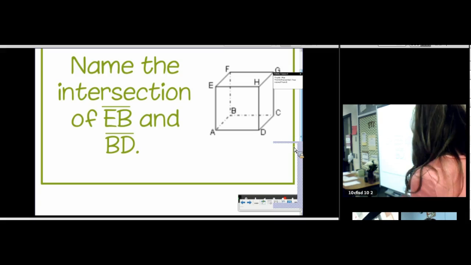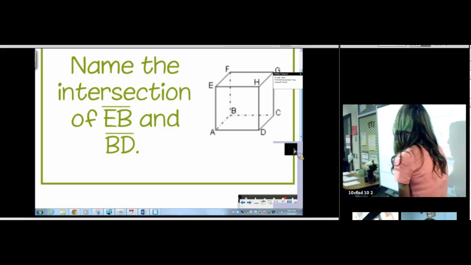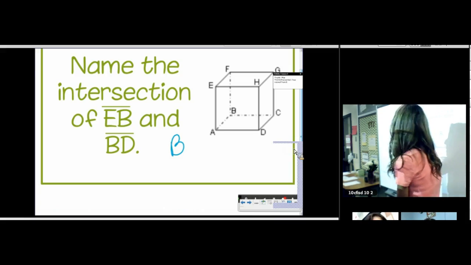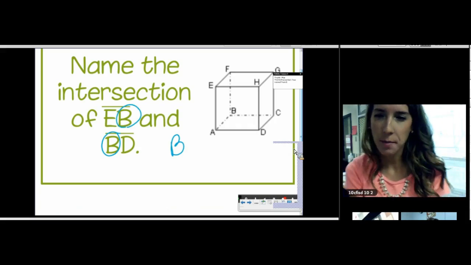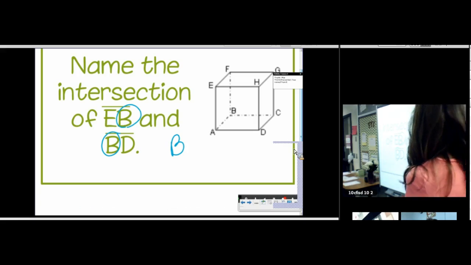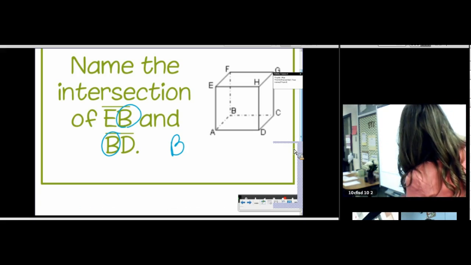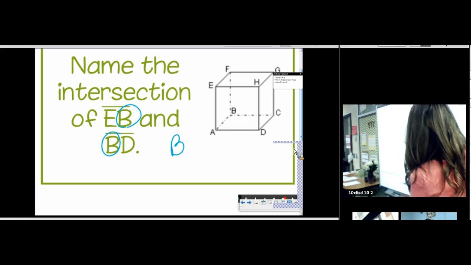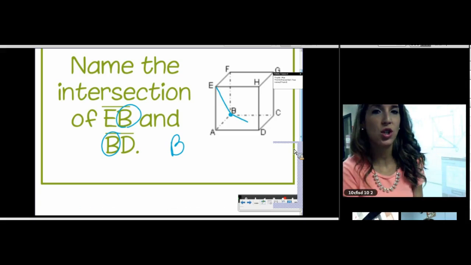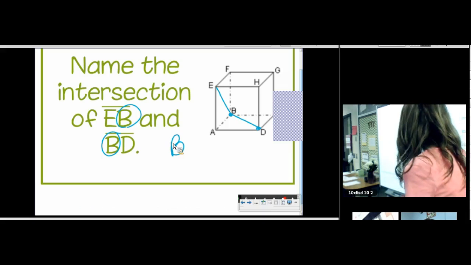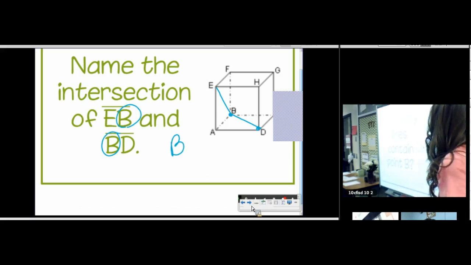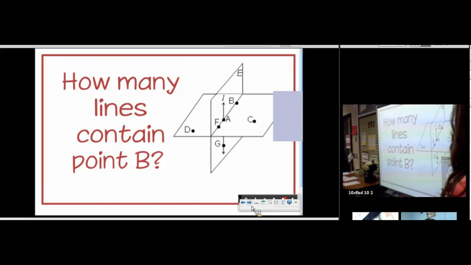B. The answer is B. You could kind of tell from this right here that they both had B in common, but you needed to check the picture to make sure that those weren't overlapping. But EB, where does it intersect BD? That's also like saying what points do those segments have in common? And the point is B. How many lines contain point B?